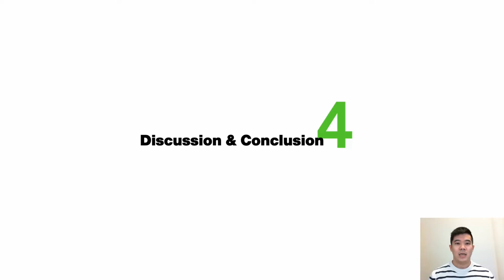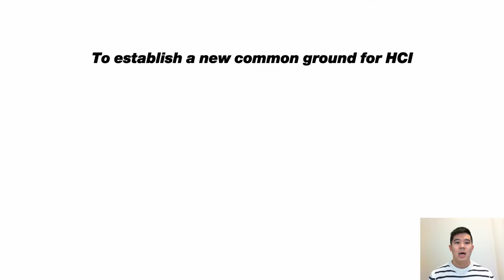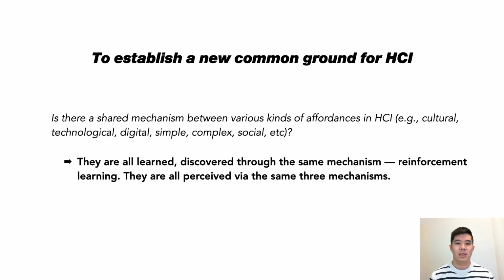Finally, we've come to the discussion. The essence of our theory is that affordance is adaptive and learned by experience. Our theory aims to establish a new common ground for HCI. For example, the term has spread meanings in the field. Our paper provides a concrete understanding about where affordance comes from, based on which we can build more actionable discussions. Also, there are various types of affordance in HCI, and based on our theory, all kinds of them are learned via the same mechanism, which is reinforcement learning.